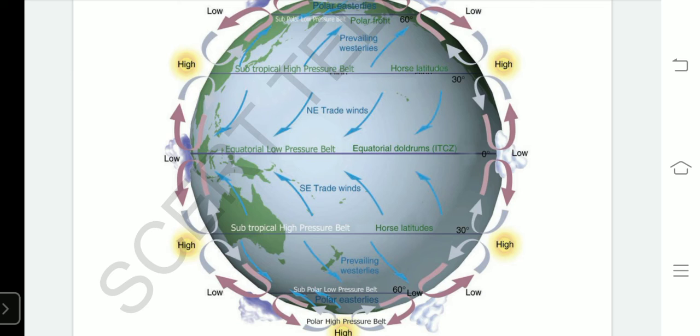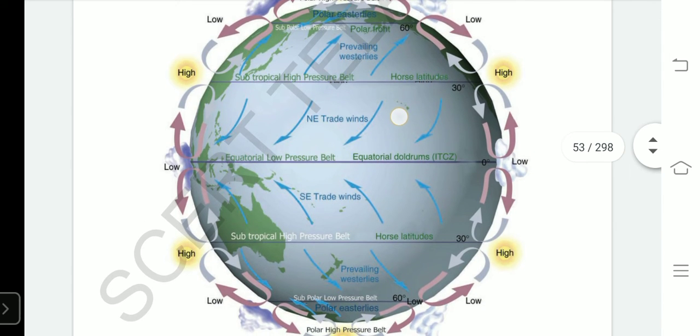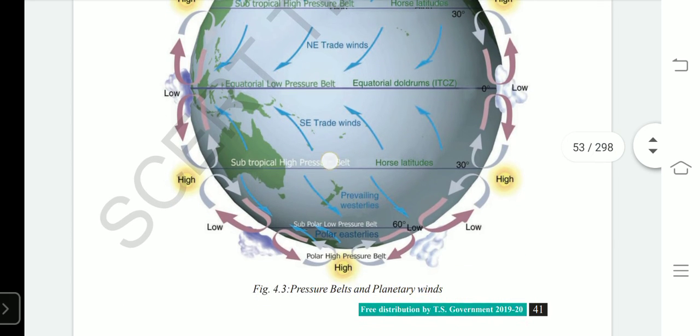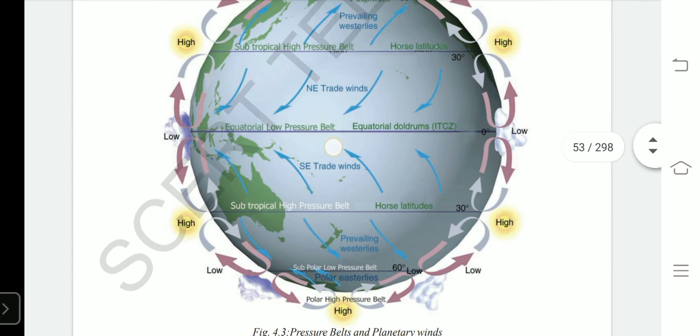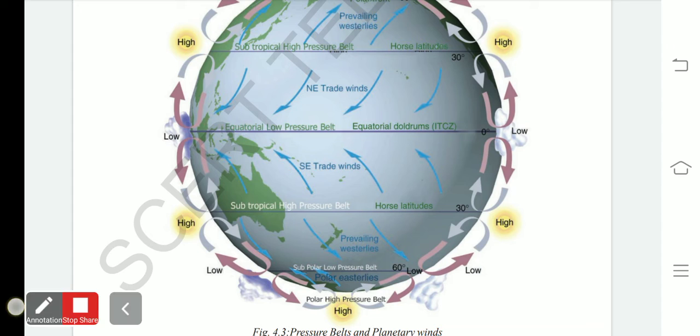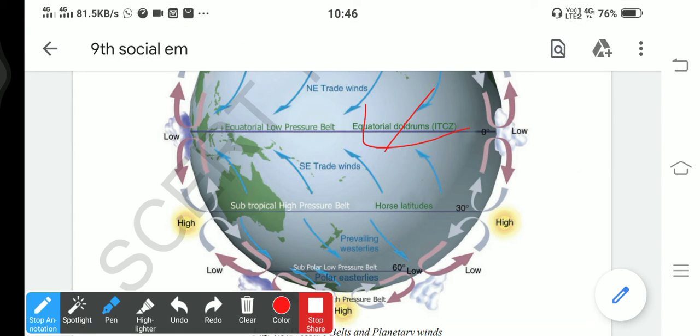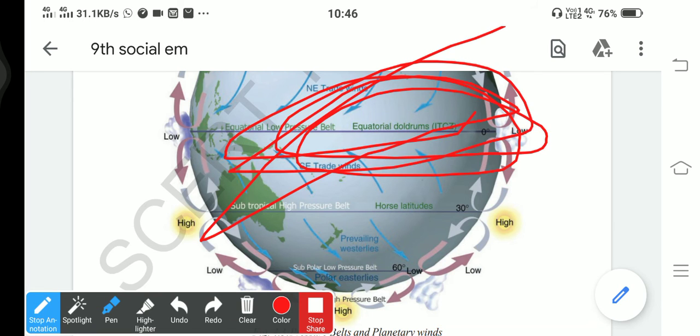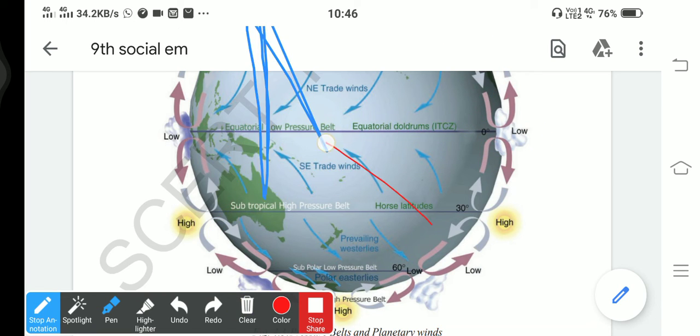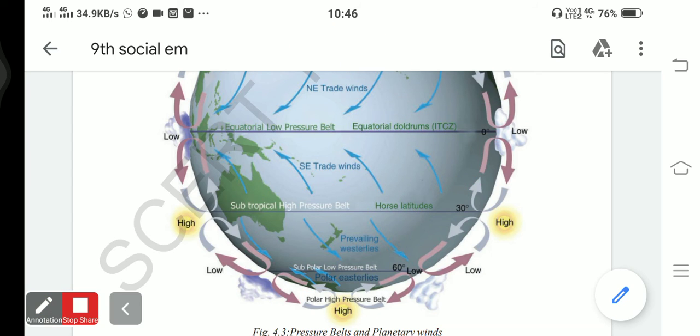So as air pressure is high in the subtropical high pressure belt, when the cool air is descending at the subtropical high pressure belt, it is pushed towards the equator. Understand? In which direction is it pushed? It is pushed in the northeast direction in the northern hemisphere. Dear students, in the northern hemisphere, it is pushed in the northeast direction. In the southern hemisphere, it is pushed in the southeast direction.